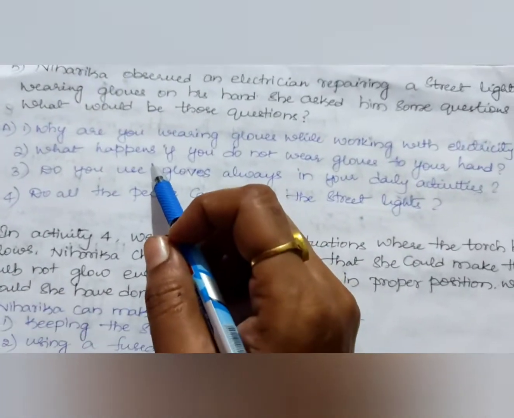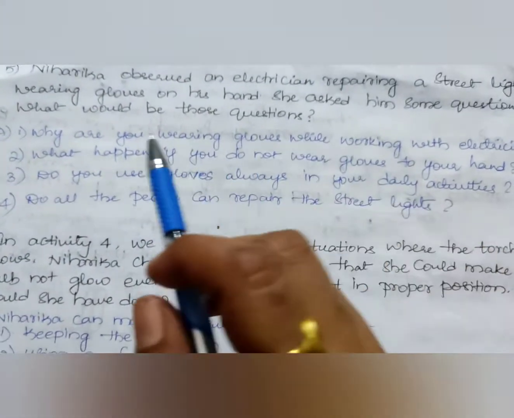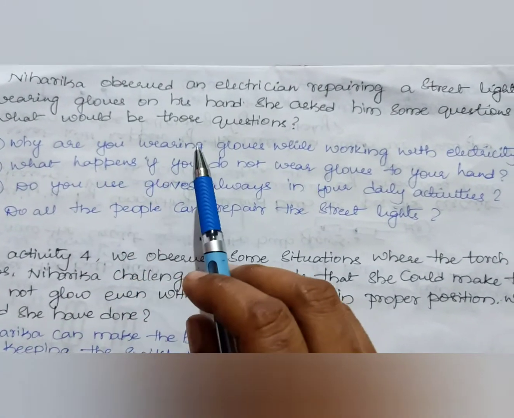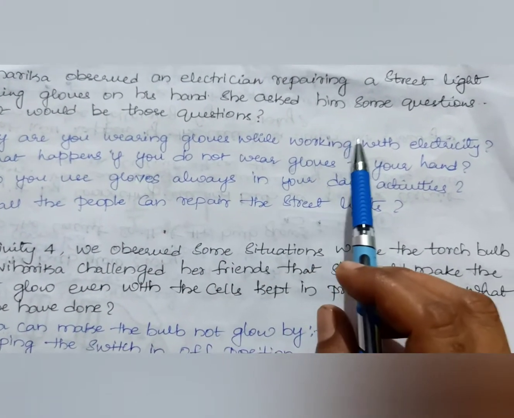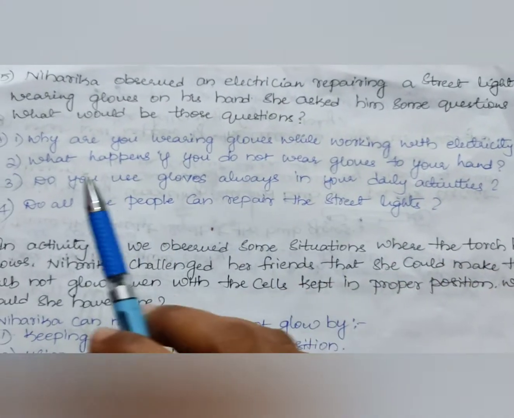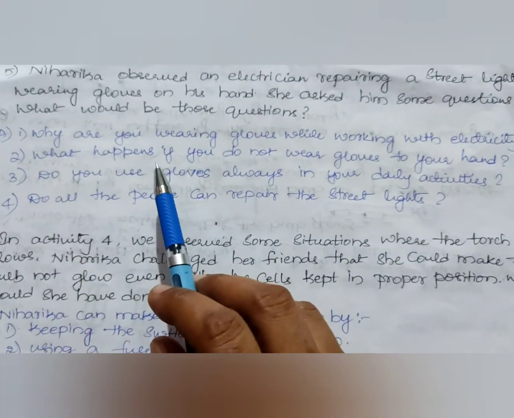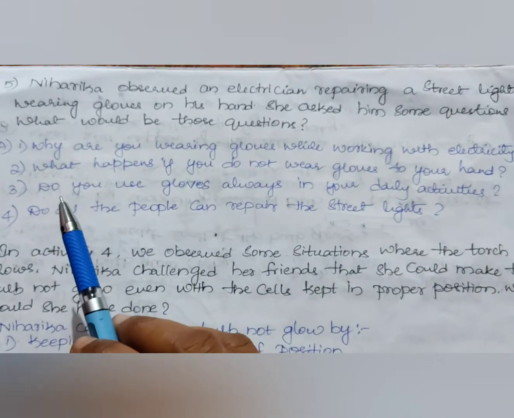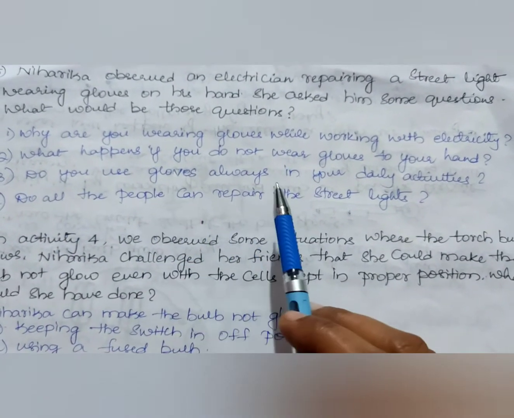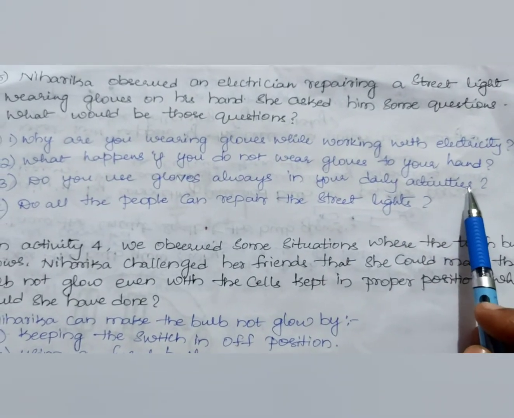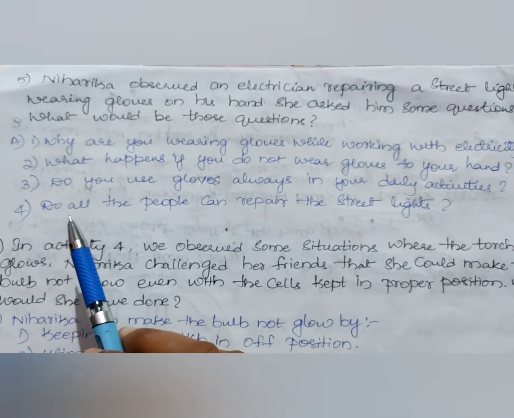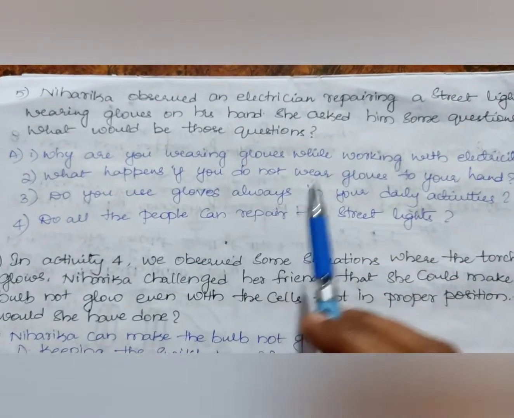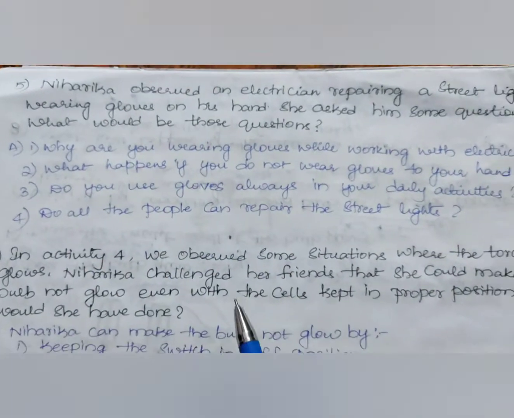So here are some of the doubts raised by Niharika. What are they? We'll see now. Why are you wearing gloves while working with electricity? Second one. What happens if you do not wear gloves on your hands? Third one. Do you use gloves always in your daily activities? Fourth question. Can all people repair the street lights? So these are some of the questions raised by Niharika.